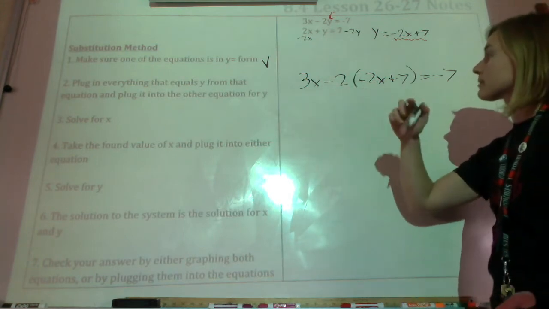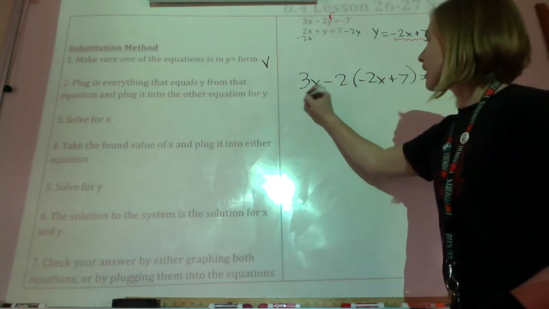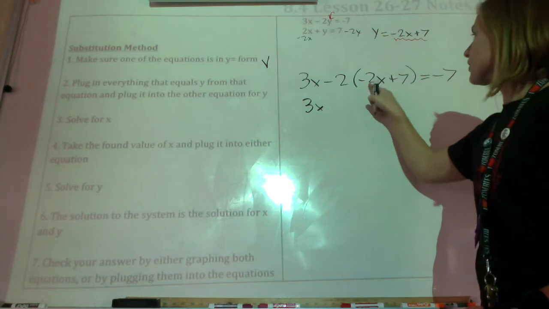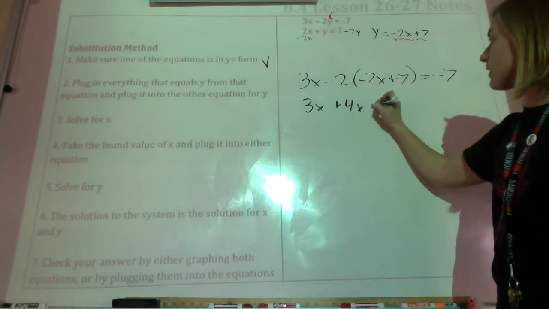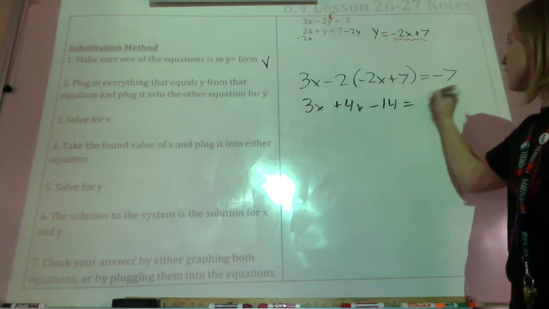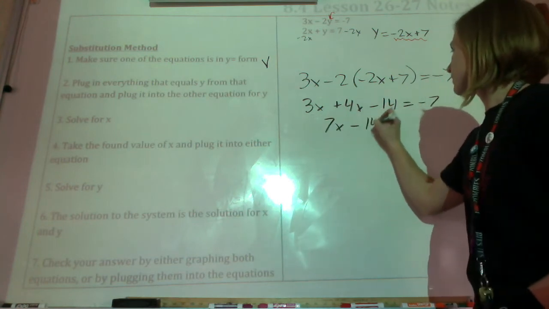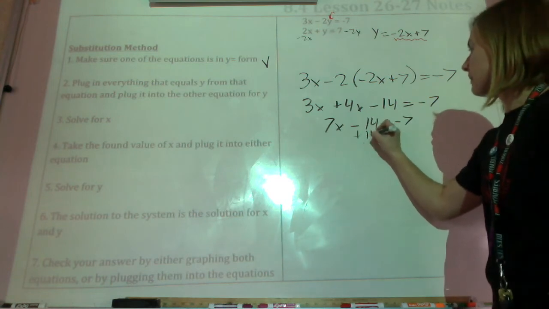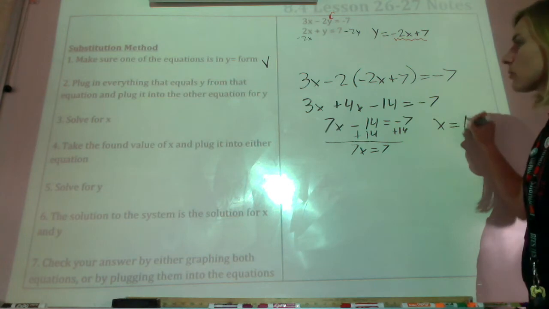Well, if I want to solve for x, my first step is going to have to be to distribute this -2. So I still have a 3x. -2 times -2 is a positive 4. -2 times 7 is -14. And I still have this -7. Combine like terms. Add 14. I get 7x equals 7, which means x equals 1.